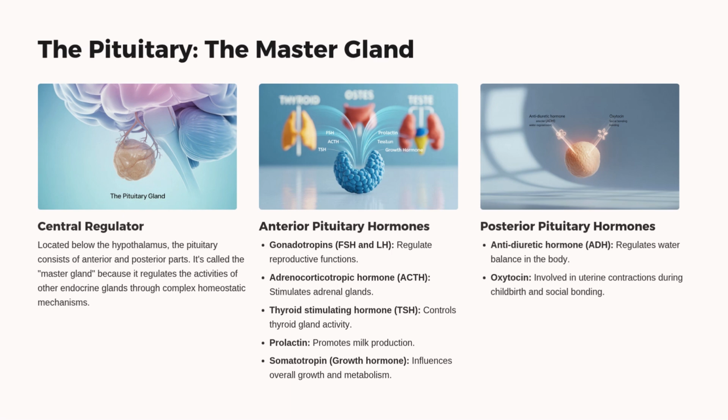Anterior pituitary hormones. Gonadotropins, FSH and LH, regulate reproductive functions. Adrenocorticotropic hormone, ACTH, stimulates adrenal glands. Thyroid stimulating hormone, TSH, controls thyroid gland activity. Prolactin promotes milk production. Somatotropin, growth hormone, influences overall growth and metabolism.